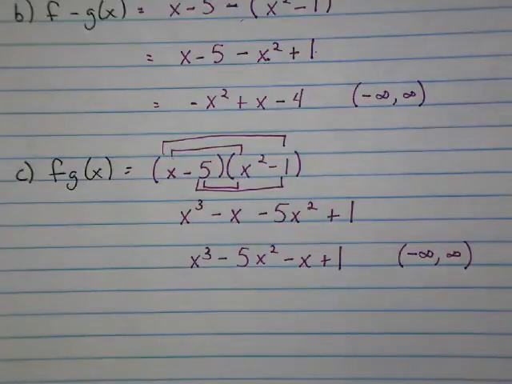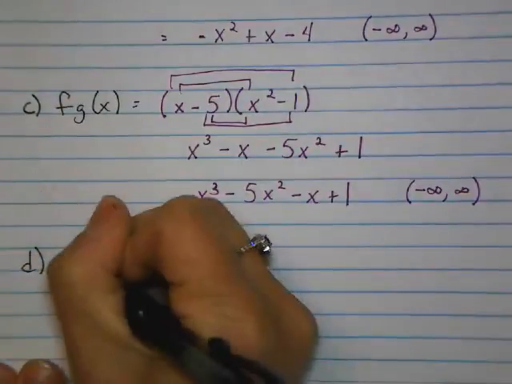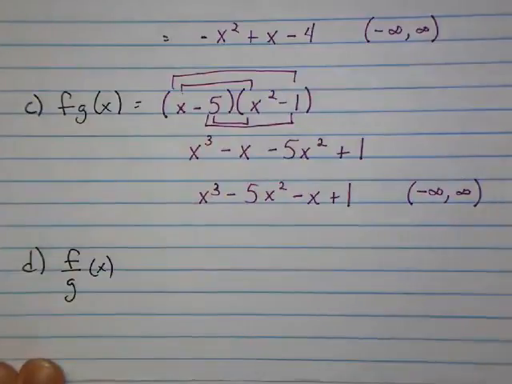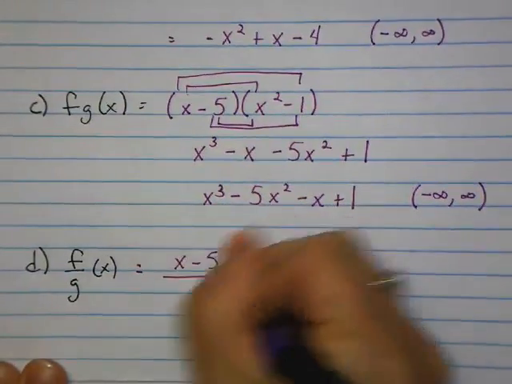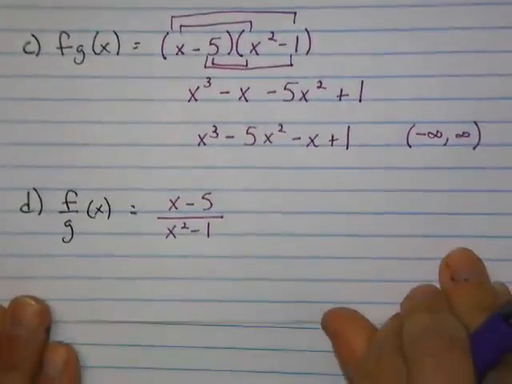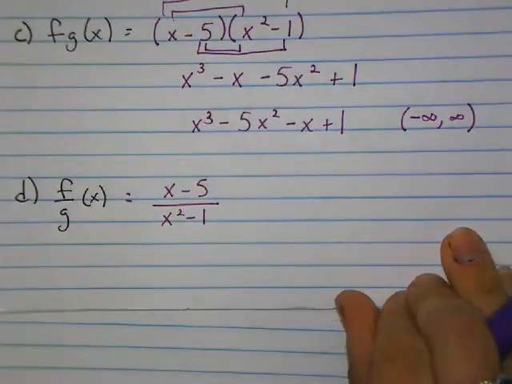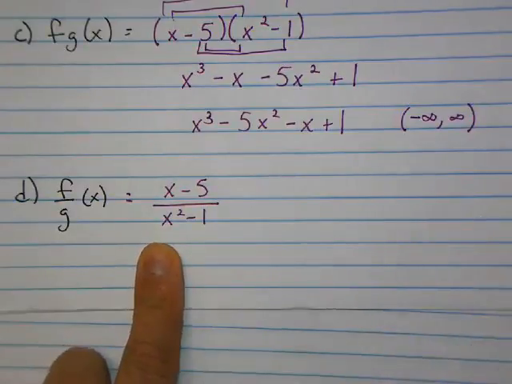Alright, let's try the last one. We want to divide the functions. So I'm going to put function f in my numerator, function g in my denominator. Now I have a denominator, which means I need to be careful, because there is a possibility for this to become 0, which is going to be a big problem. So the first thing I need to do is find out when that happens. I'm going to do that by factoring my denominator.